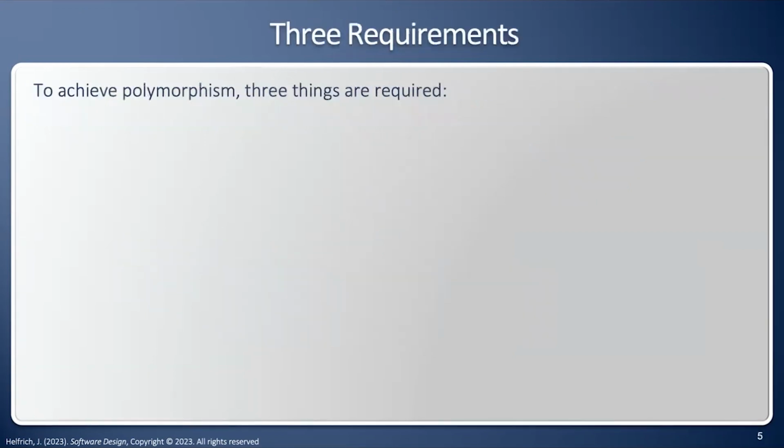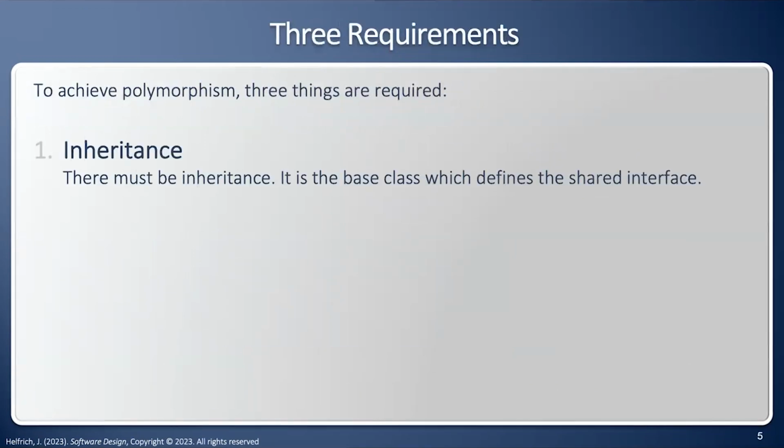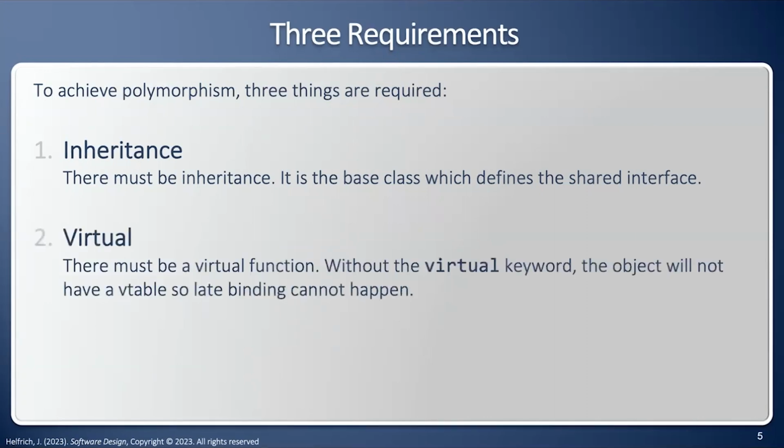Now, to exhibit polymorphic behavior, we must have 3 things. First of all, we must have inheritance. And inheritance will determine what the shared contract is, and that shared contract is defined in the base class. Without inheritance, we cannot have polymorphism. The second is we must have virtual functions. In C++, we use the virtual keyword to indicate there are virtual functions. And what this is going to do is create a vtable for that particular function.